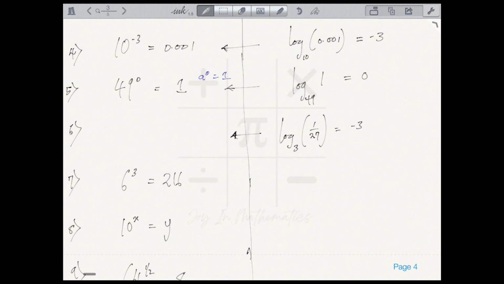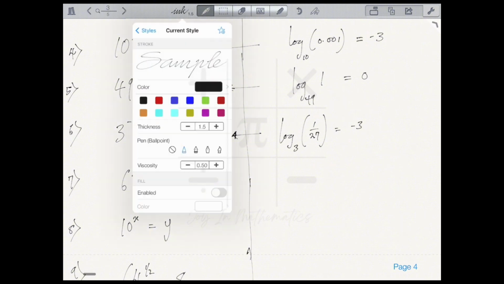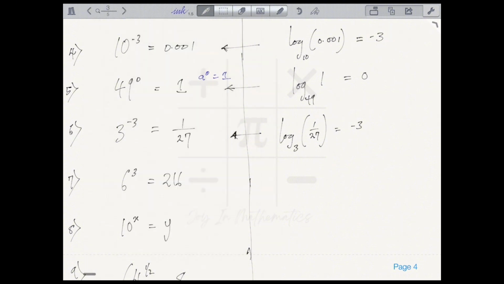So in that case we have the base raised to the power of index, that's 3 raised to the power of -3, is equals to the number, that's 1 over 27. Now if we look at this closely, this follows the law of negative index, that's a raised to the power of -x is equals to 1 over a raised to the power of x. Therefore we know that 3 raised to the power of -3 is 1 over 3 raised to the power of 3, that is 1 over 27. So we can see how this analogy is important.